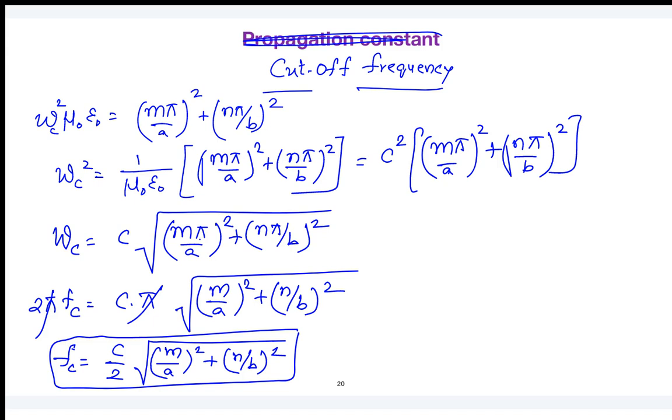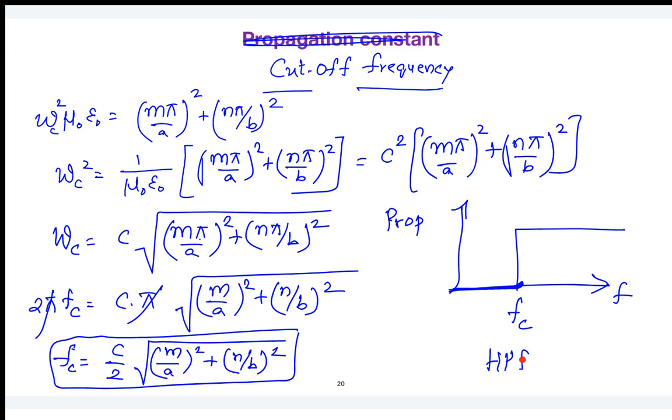That is what is mainly important here. When you want to assume the propagation to happen, if the frequency is below the cutoff frequency, you don't have any propagation. And if your f is greater than fc, you can expect the propagation to happen without any attenuation. So the same characteristics what we have seen in parallel plate waveguide. So even in rectangular also, the characteristics will be high pass filter.